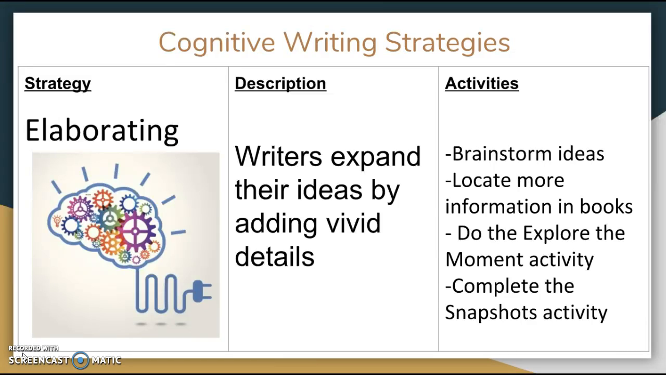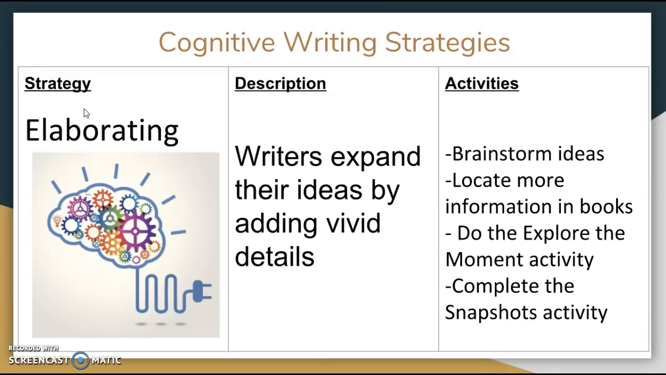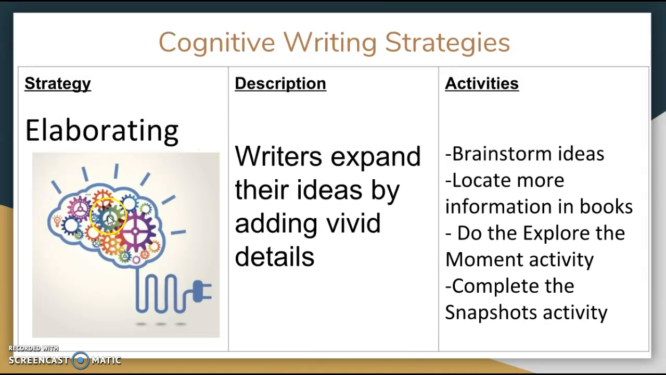The first cognitive writing strategy that I'll be discussing for helping your students become strategic writers is elaborating. Elaborating is when students and writers expand on their ideas by adding details. Some of the activities that you can practice in your classroom are having students brainstorm ideas, find information in books, complete snapshots, or explore. This is also the writing strategy where students are brainstorming and coming up with ideas. They're in the process of expanding ideas, and this is a cognitive writing strategy that will help students think about their thought process.